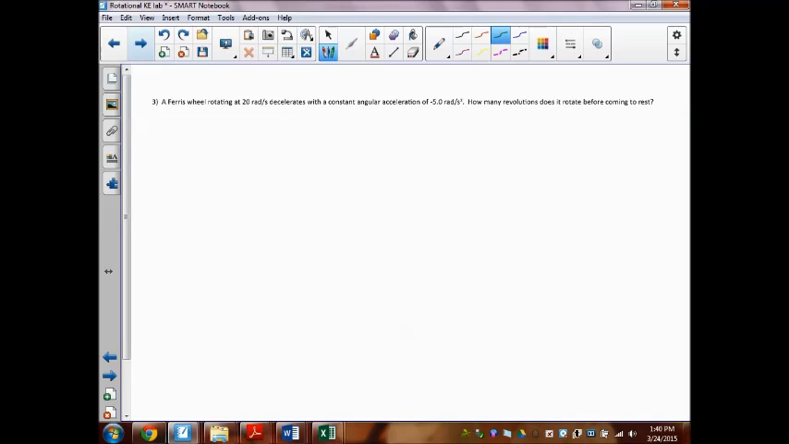Question number 3 says a Ferris wheel rotating at 20 radians per second decelerates with a constant angular acceleration of -5 radians per second squared. How many revolutions does it rotate before coming to rest?